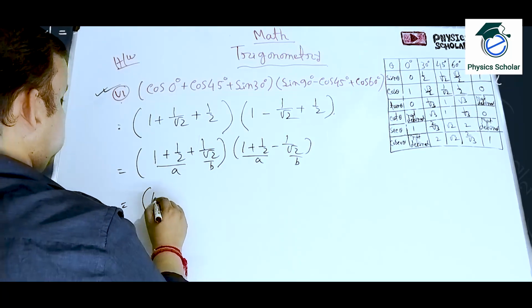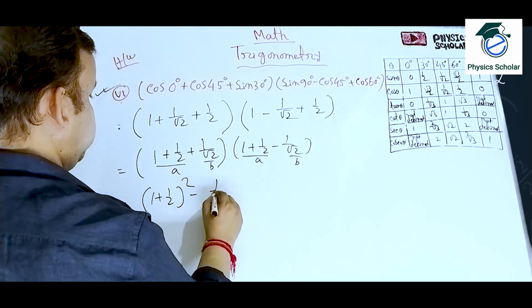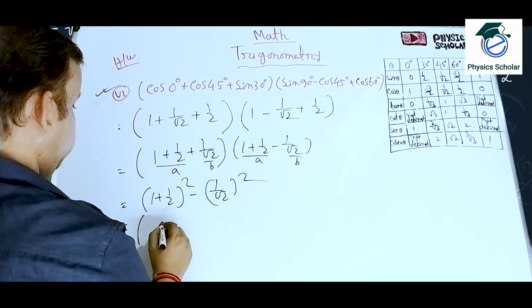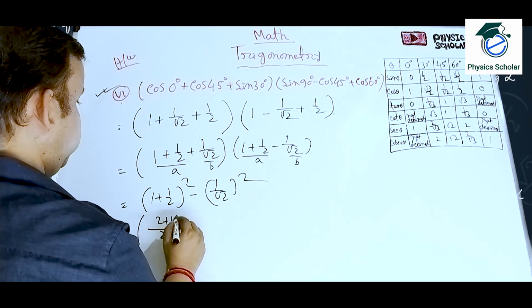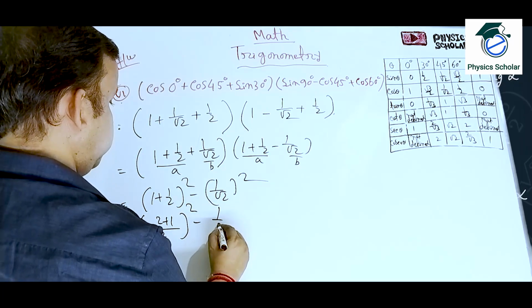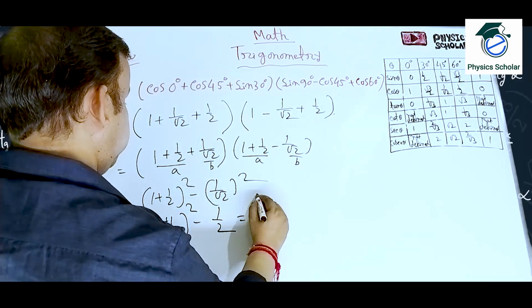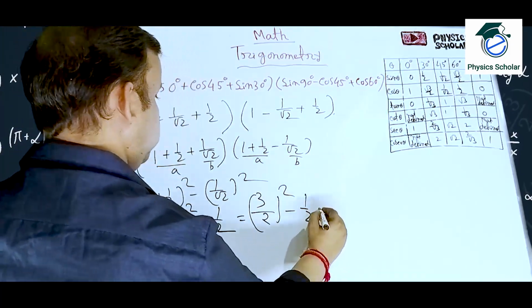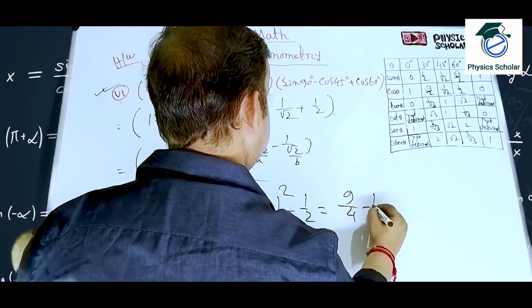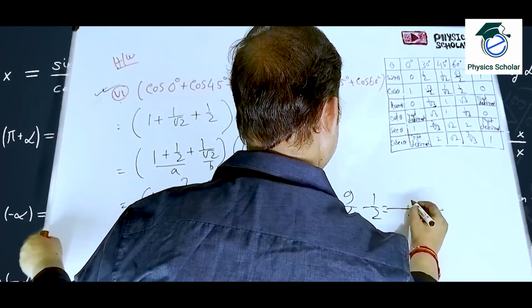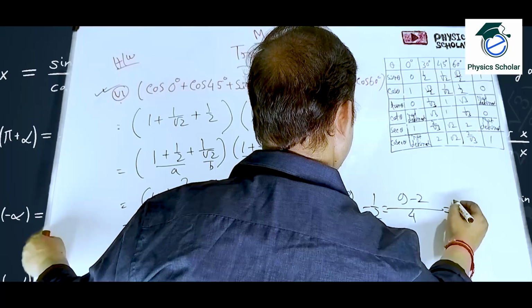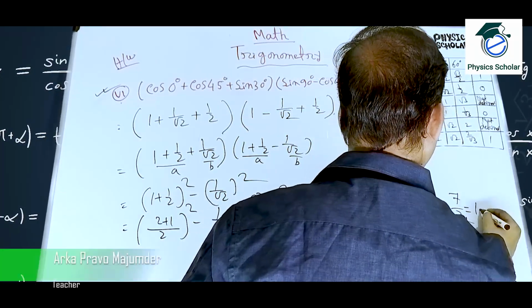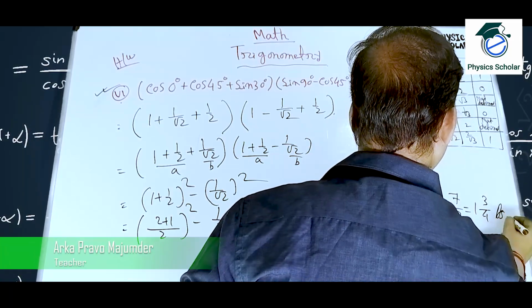So what we can write? 1 plus 1 by 2 whole square minus 1 by root 2 square, A square minus B square formula. Okay. So it will be what? 2 LCM, so 2 plus 1 whole square minus 1 by 2. So it will be 3 by 2 whole square minus 1 by 2, which is 9 by 4 minus 1 by 2. 4 will be the LCM. So it will be 9 minus 2, so 7 by 4. So this will be your answer.